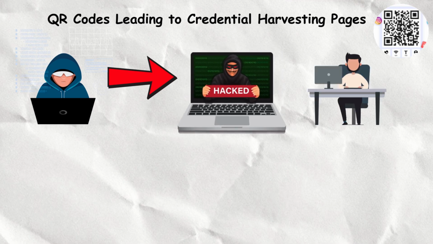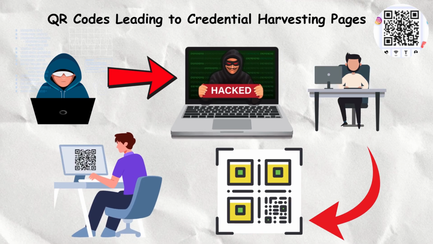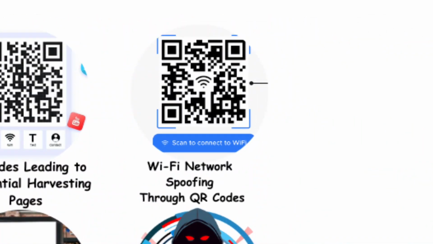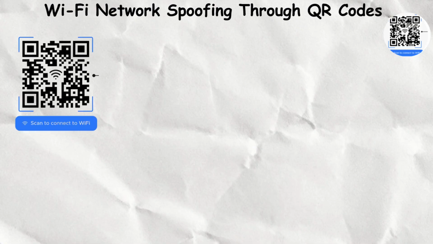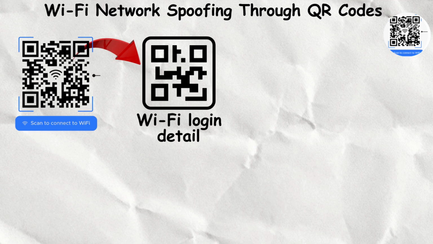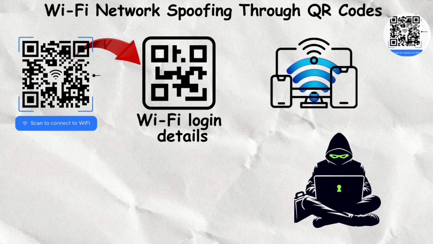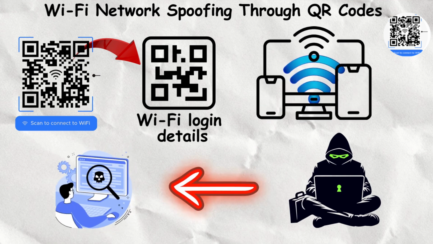This works well in environments where QR codes are seen as a quick and legitimate way to access work tools. Wi-Fi network spoofing through QR codes. A QR code can store Wi-Fi login details, allowing devices to connect without typing a password. Attackers can use this feature to make victims join malicious networks.